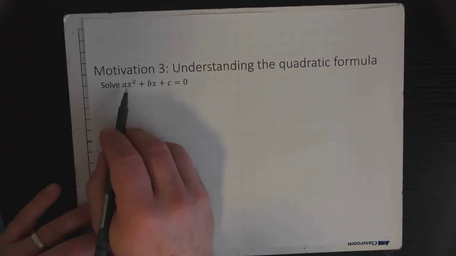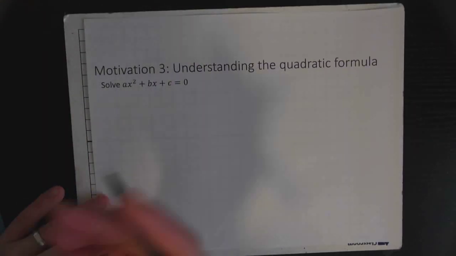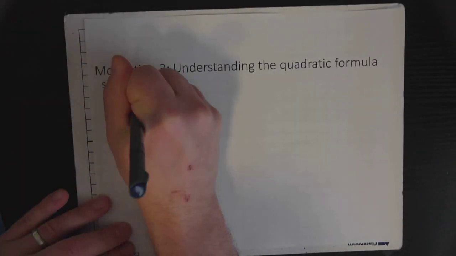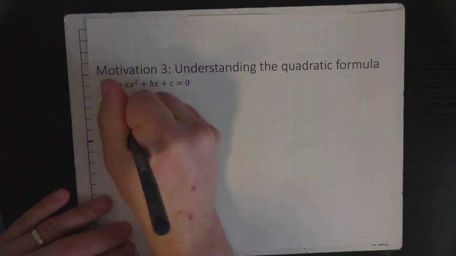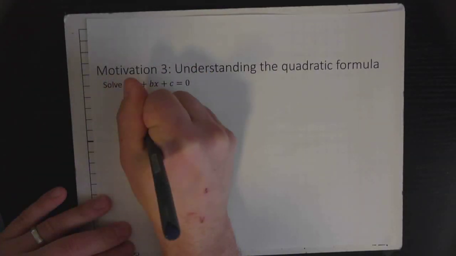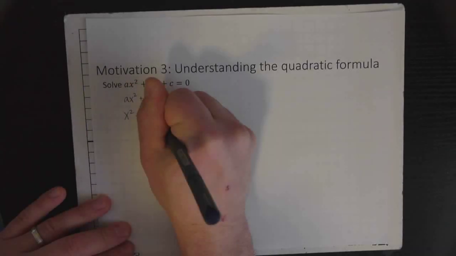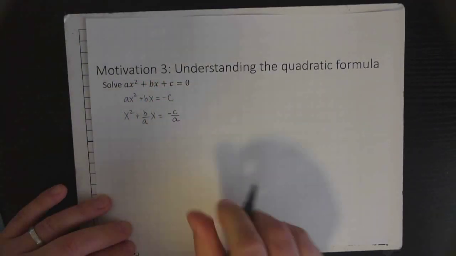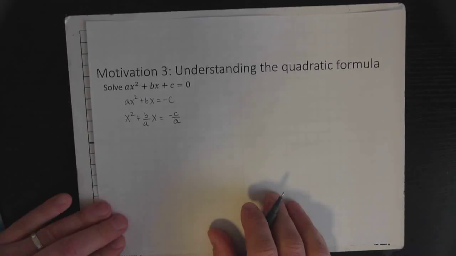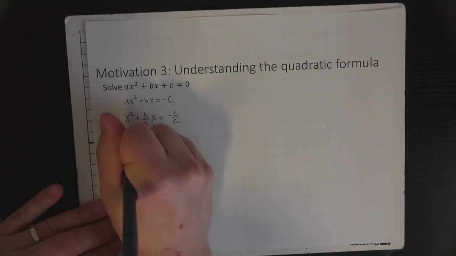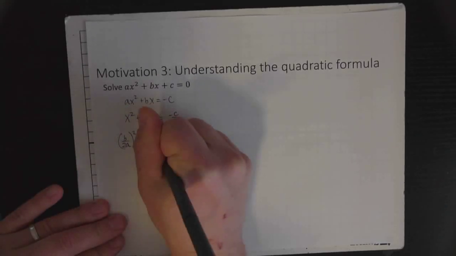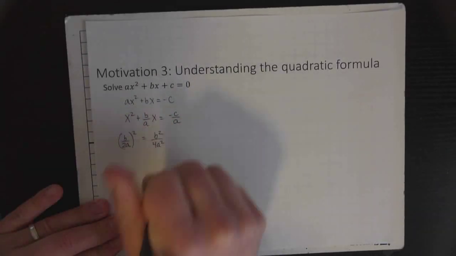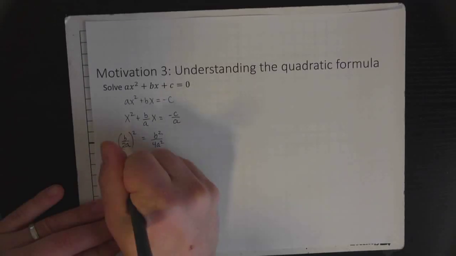So if I'm going to solve ax squared plus bx plus c equals 0, I'm going to use the completing the square method. And so I'm going to subtract c from both sides. And then I'm going to divide by a. So x squared plus b over a x equals negative c over a. Now our task is to complete the square on the left-hand side. So I divide b over a by 2 and square it. So to both sides, I'm going to add b squared over 4a squared.